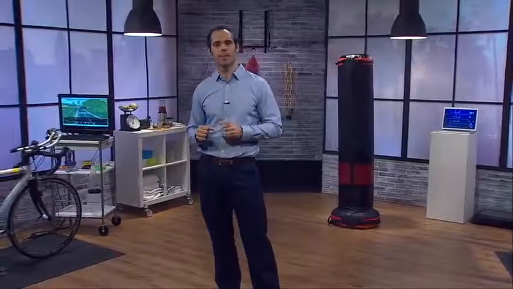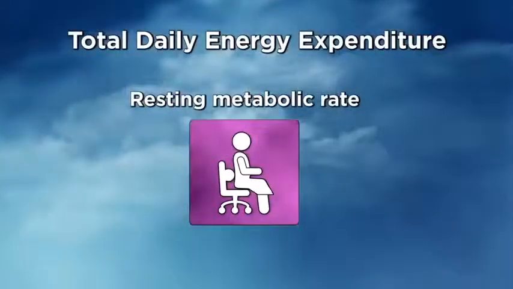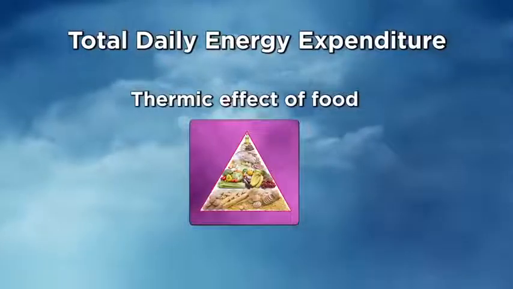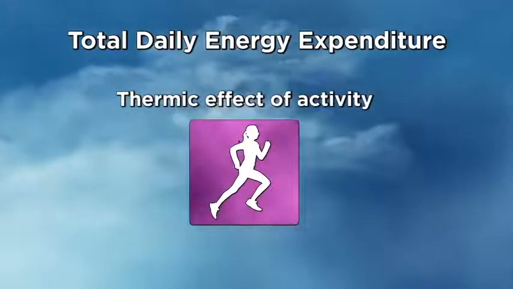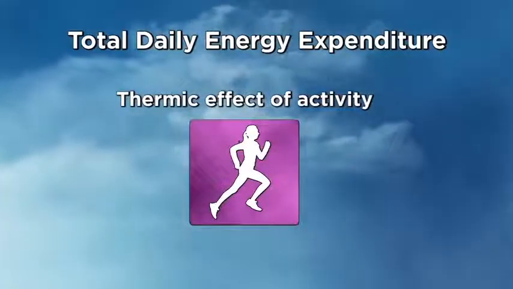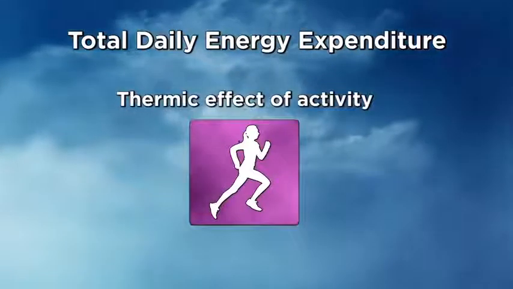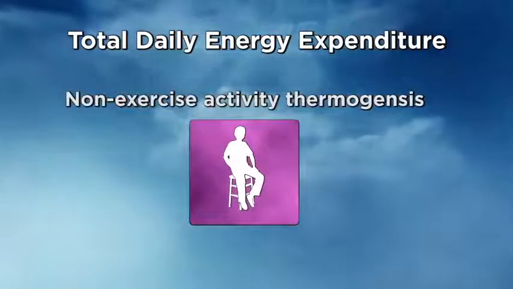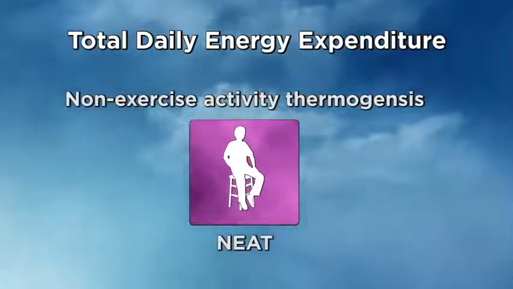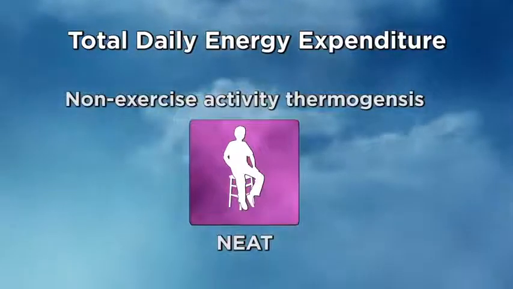Well, earlier I mentioned that total daily energy expenditure is made up of 3 components. However, in this lecture, we'll talk about 4 components that contribute to your total daily energy expenditure. These are your resting metabolic rate, your thermic effect of food, which is the amount of energy required to digest the food you eat, your thermic effect of activity, which is the energy expended doing activities like working out or working around the house, and 4 would be your non-exercise activity thermogenesis, or NEAT, which includes unplanned activity like tapping your feet or bouncing your knees.